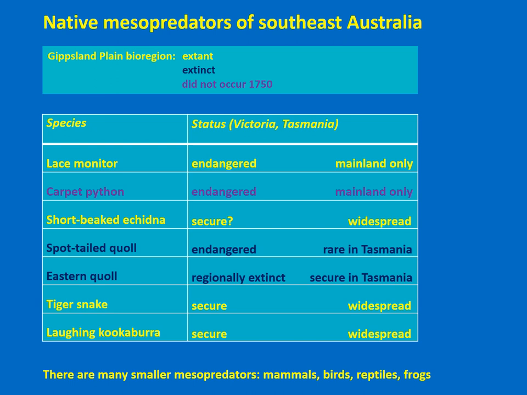And these are the major mesopredators of Southeast Australia. And you can see that their status in Victoria is not particularly good, particularly the larger ones. Yes, the echidna is a mesopredator. Unfortunately, we lost our quolls tragically.